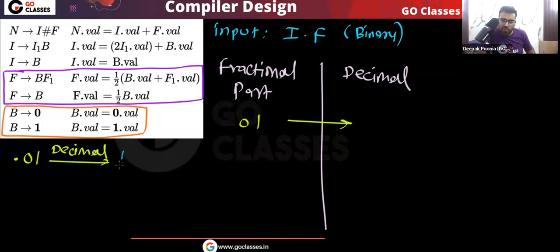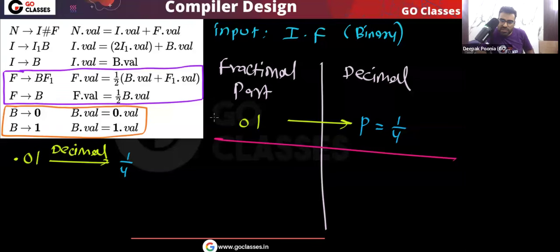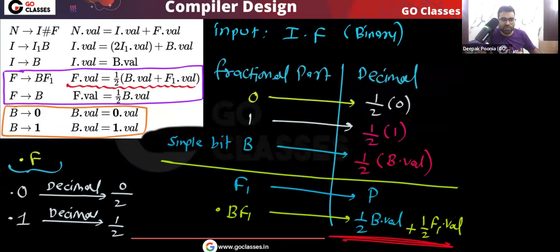That will be 1 by 2 times 0 plus 1 by 4 times 1. Yes or no? Let's call this value p, and that value will be 1 by 4. That you already know. Let's call this f1. Now if I ask you what will be dot bf1, if the fractional part is bf1, this is what I'm asking.